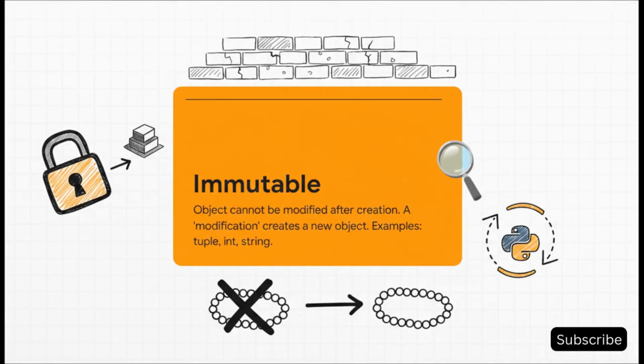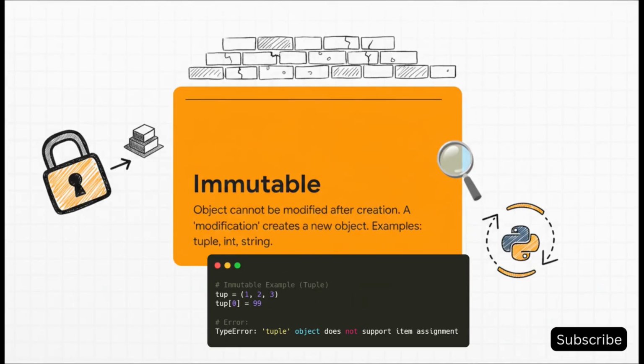On the flip side, an immutable object is locked in place the moment it's created. You can't change it. If you try to change a string or an integer, Python doesn't actually alter the original. Instead, it just creates a brand new object and points your variable label to that new one. This is a massive difference.